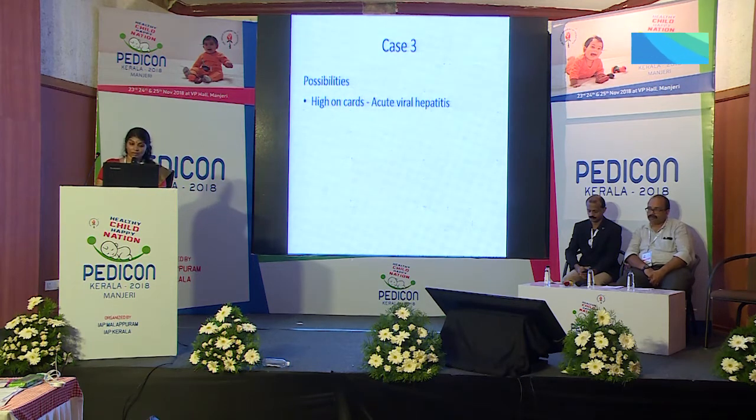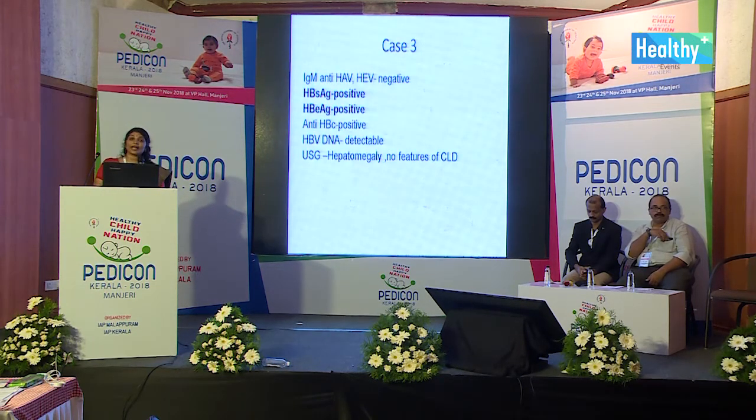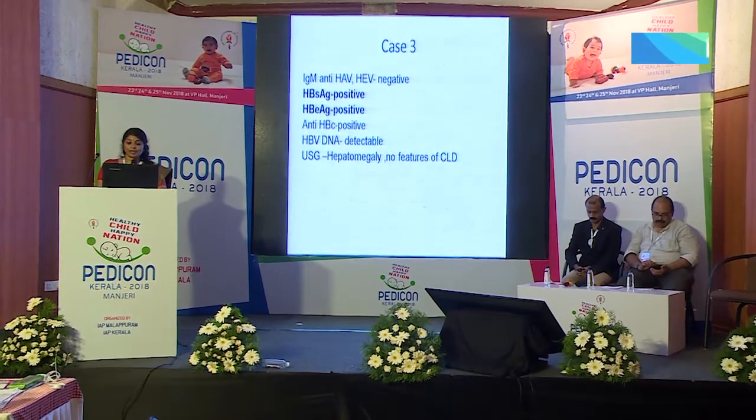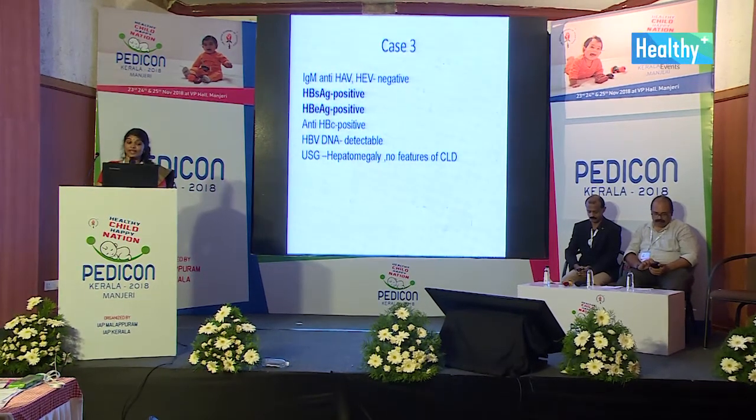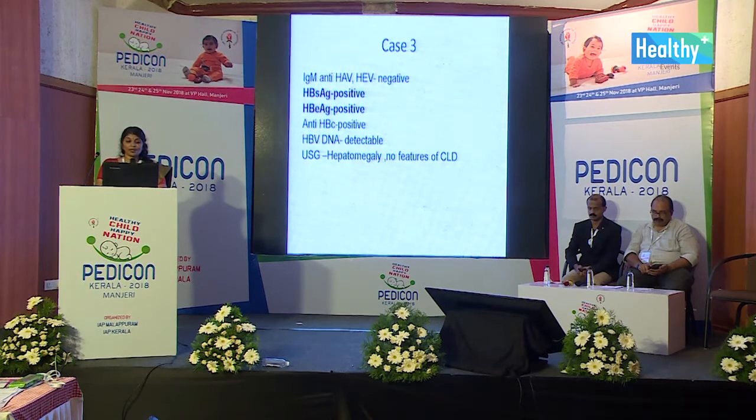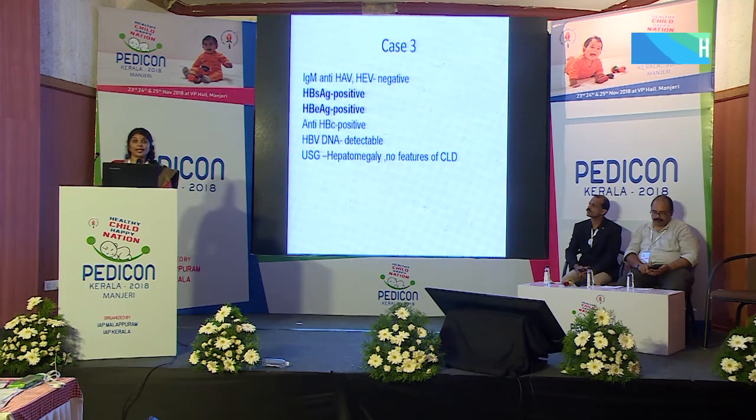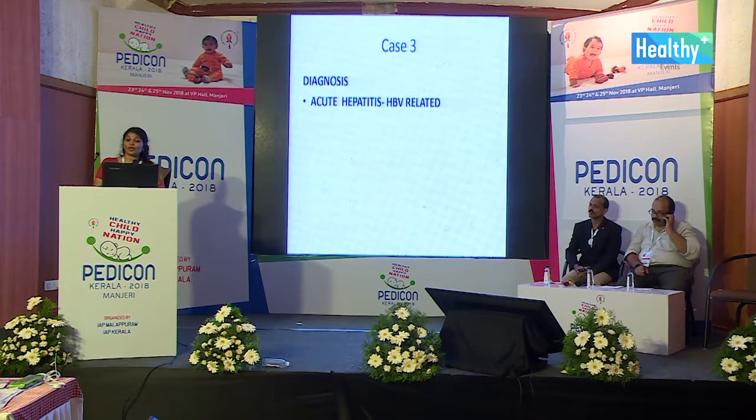But what is the question? Here the hepatitis A and E are negative. So the acute ones, 2 of them are negative. The HBs antigen is positive and E antigen is positive. Anti-HBc IgM, I'm sorry I missed out on that, is positive. HBV DNA is detectable and USG is not showing any features of CLD. This could very well be an acute hepatitis HBV related.